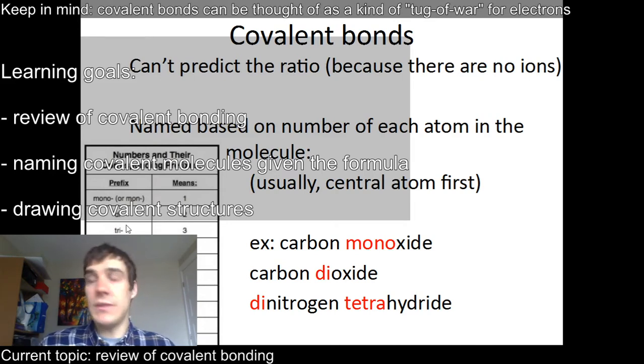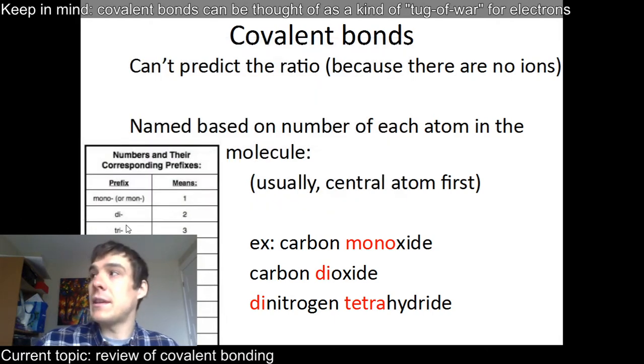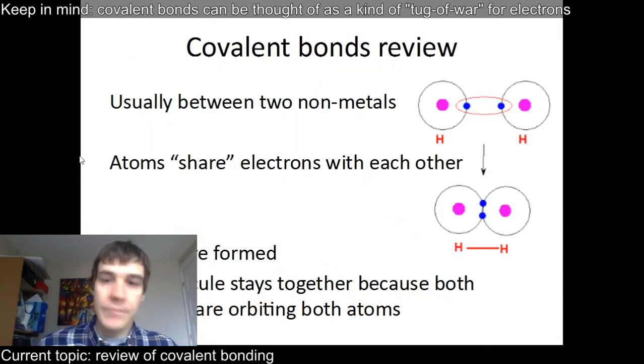So drawing structures is going to be an important part of the thinking part of our test, which is coming up pretty soon. So starting with covalent bonds review, essentially a covalent bond will occur between two nonmetals, usually. There are metals that actually do make covalent bonds between themselves, which is kind of interesting.